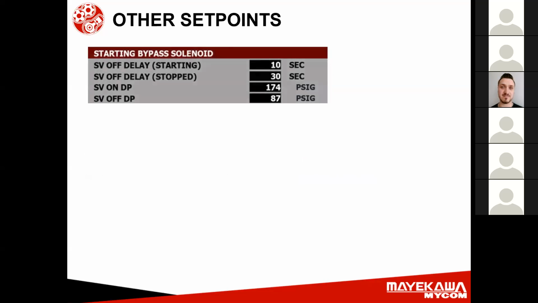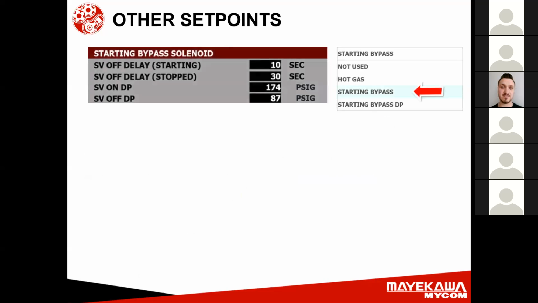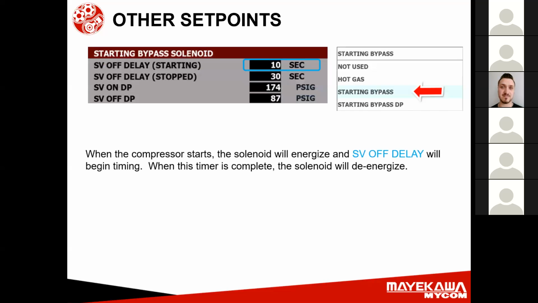Starting bypass solenoid option. This feature is activated by selecting the appropriate bypass option in the system configuration. Starting bypass or starting bypass DP from the drop-down menu. The set points included for the starting bypass are SV off delay starting, which is used during initial starting of the compressor. When the compressor starts, the solenoid output will energize and remain energized until the SV off delay is complete.